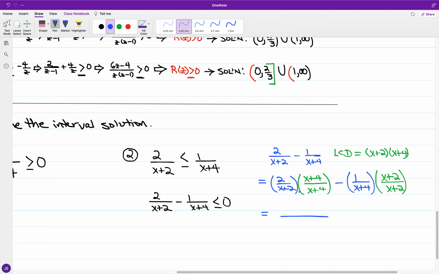Okay, so what I have right now, I got 2 over x plus 4. So yeah, 2x plus 8. Again, I have all over x plus 2 times the quantity of x plus 4. We've got the subtraction.